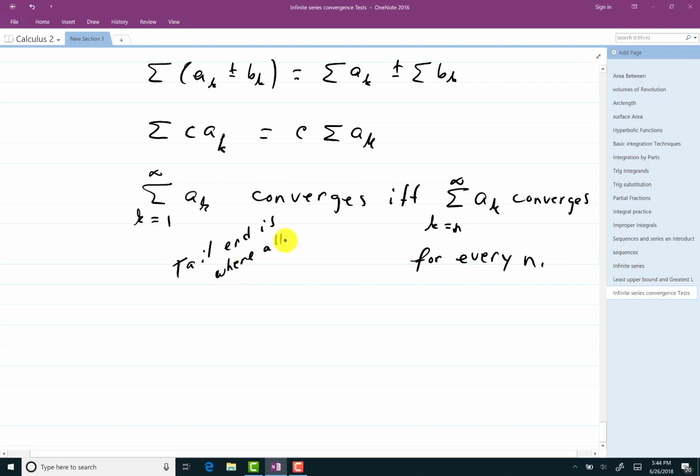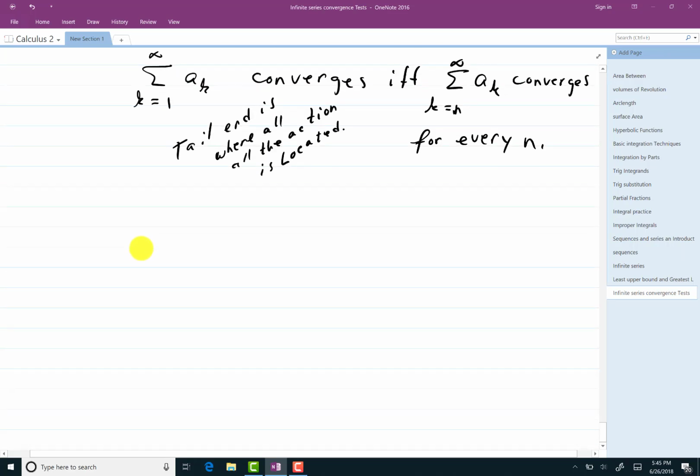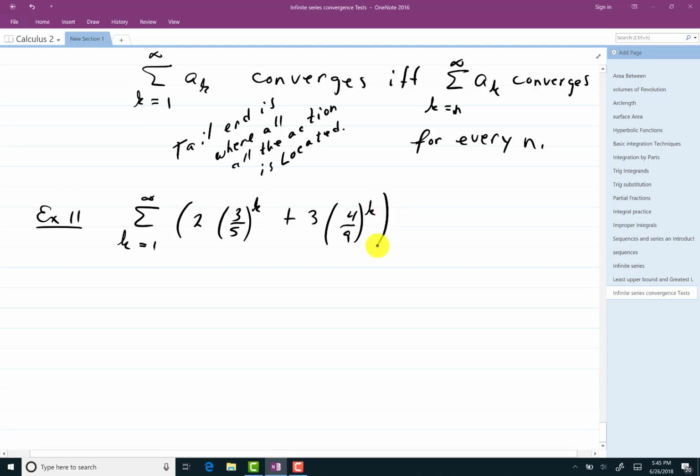I'll just say tail end is where all the action is. So to make use of that, I will write the last example here. I have the series k equals 1 to infinity of 2 times 3/5 to the k plus 3 times 4/9 to the k. And I know when I break this up, each of these series are going to work because I have formulas for these things.